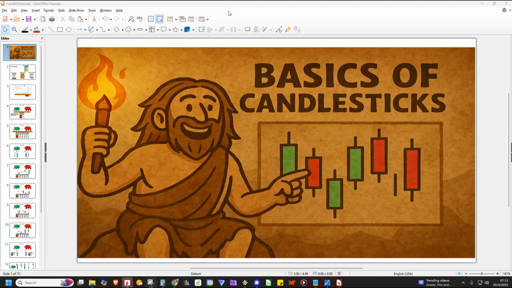Okay, let's get moving here. We're going to do the basics of candlesticks. This is going to go over exactly how candlesticks are formed, what they mean, and give you a basic overview to hopefully help you understand price and why it's so important in trading stocks.